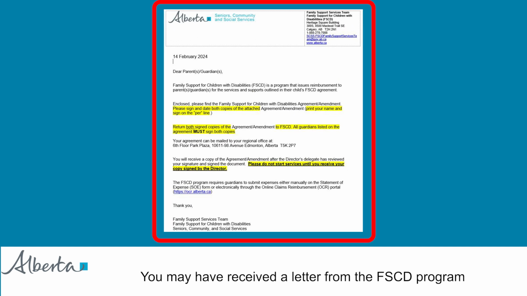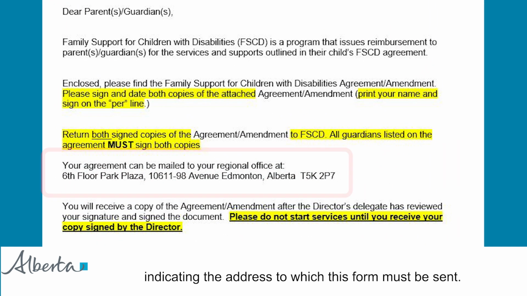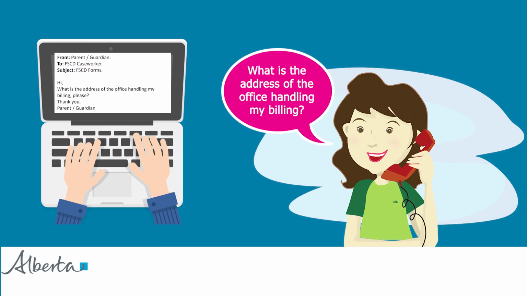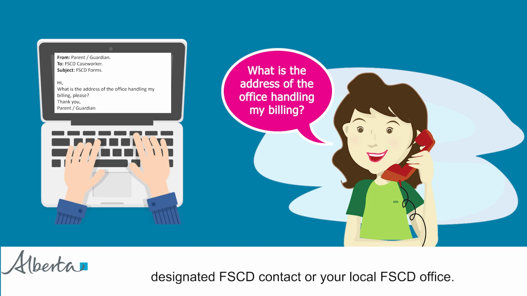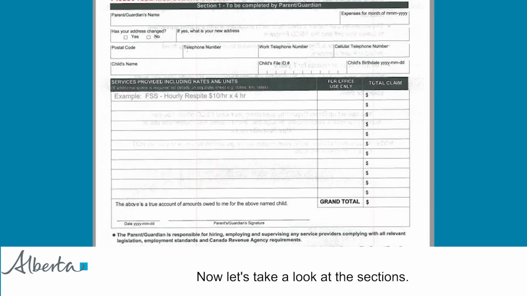You may have received a letter from the FSCD program indicating the address to which this form must be sent. If you do not have this letter, please reach out to your designated FSCD contact or your local FSCD office. There is a link in the description with the addresses of these offices. This form has 2 sections. Now, let's take a look at the sections.